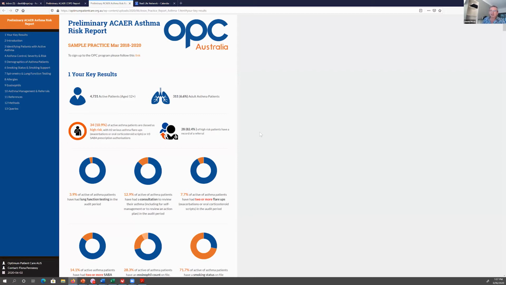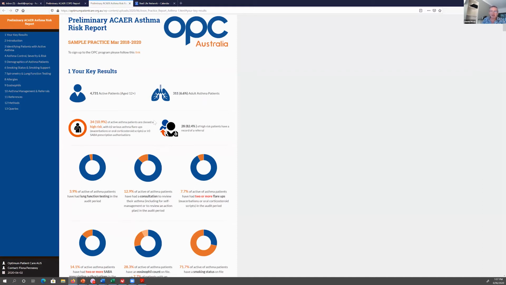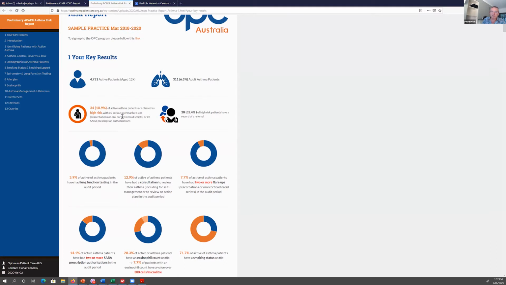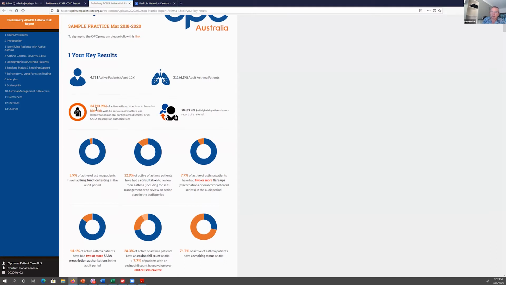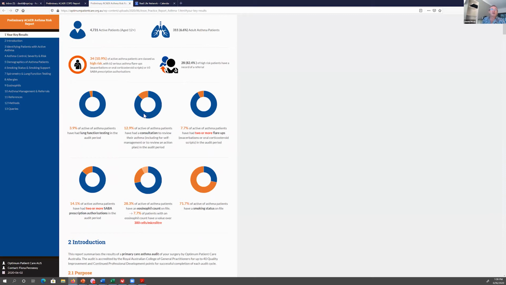At the top, it gives the number of active patients, how many have asthma, and typically we see about 6% of patients are properly recorded as having active asthma. We see that 11% of the asthma patients here were high risk. And then we see some of the metrics in terms of what's been coded as happening.